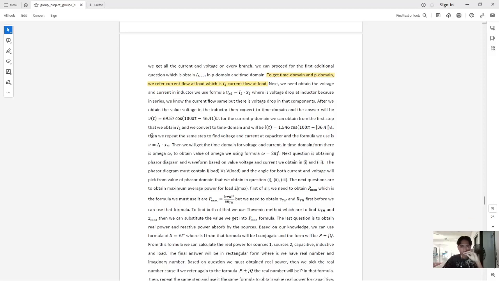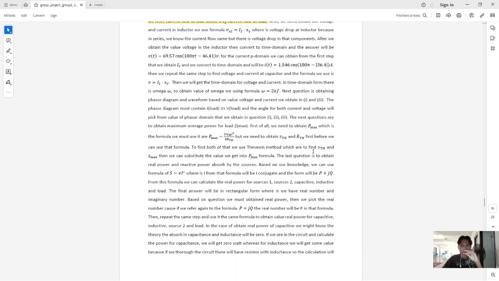We repeat this step to find the current and voltage for the capacitor. To find omega, we use omega equal to 2 pi f, where 2 pi is a constant and f is the frequency, the given information.